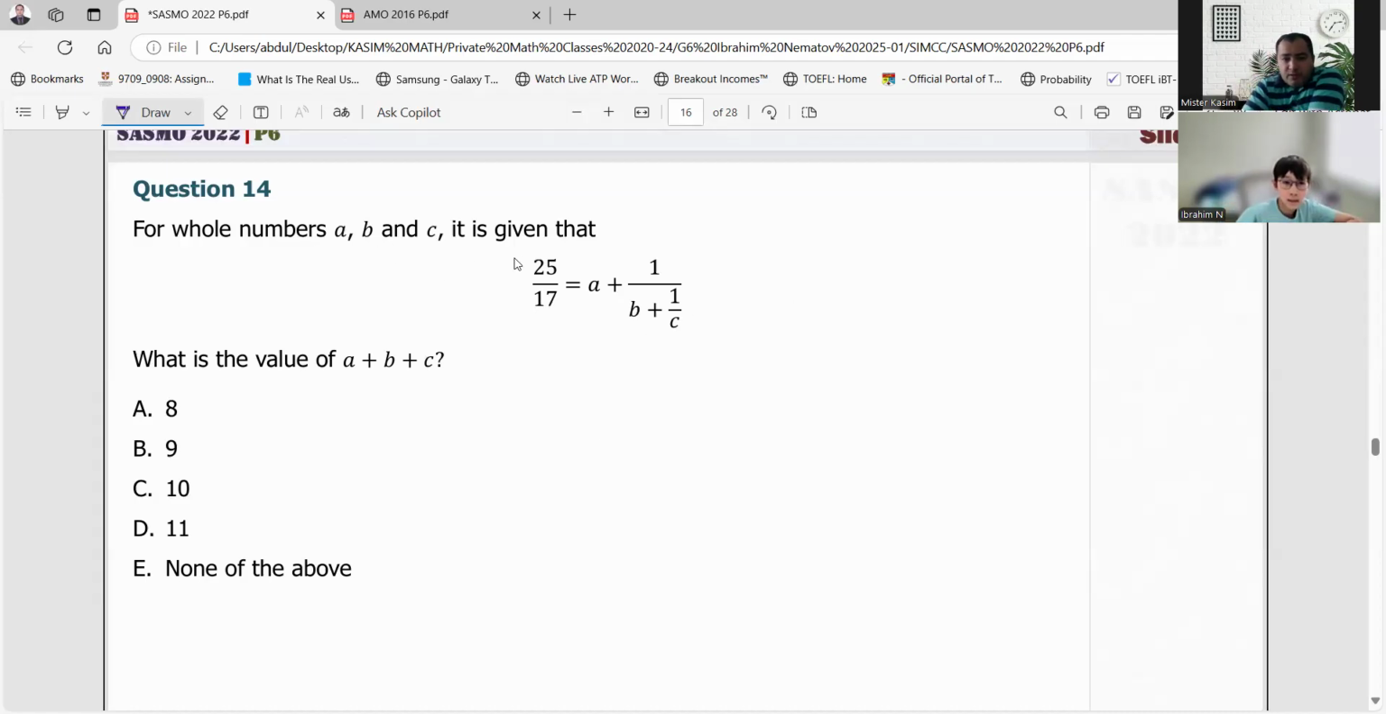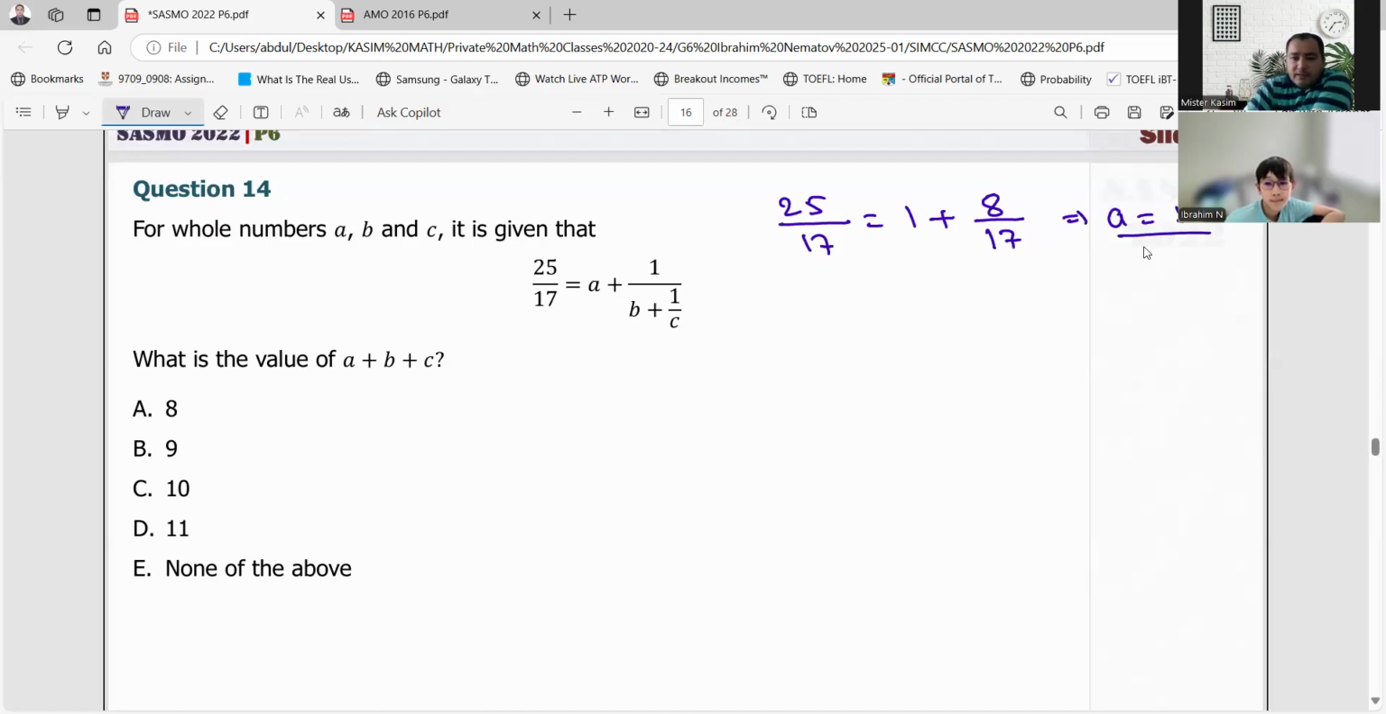Now we are talking about three numbers, A, B, C. They are whole numbers. Whole numbers means what? 0, 1, 2, 3, 4, 5, right? So that means you are dividing 1 by something which is greater than 1 on the right-hand side, because B plus 1 over C is greater than 1, right? So if I write 25 over 17 as a whole part, I can write 1 plus 8 over 17, right? So from this observation, A must be equal to 1, right?